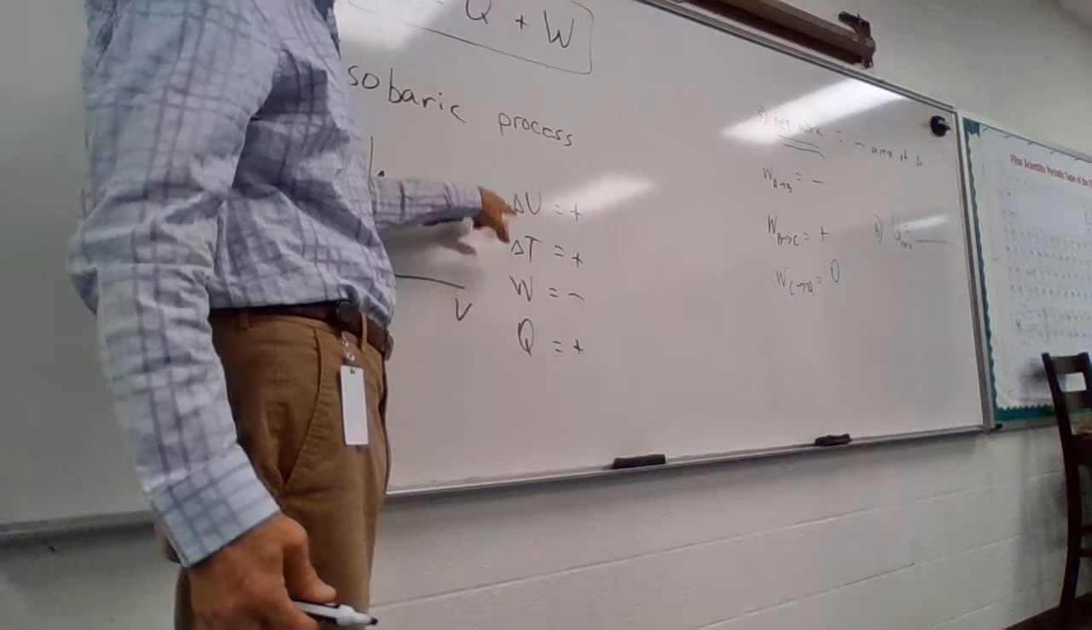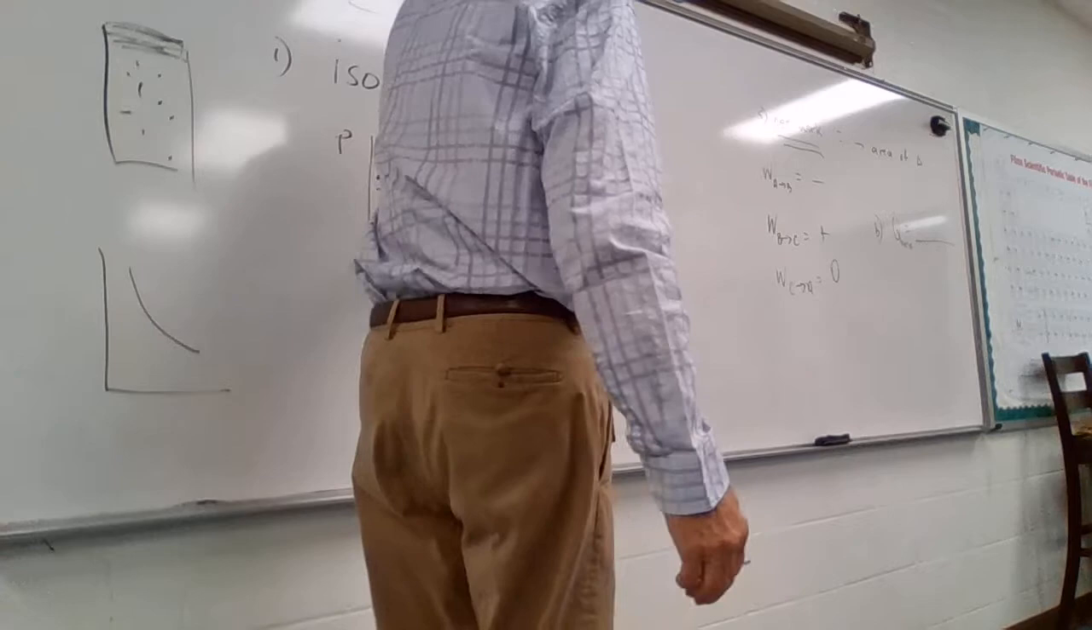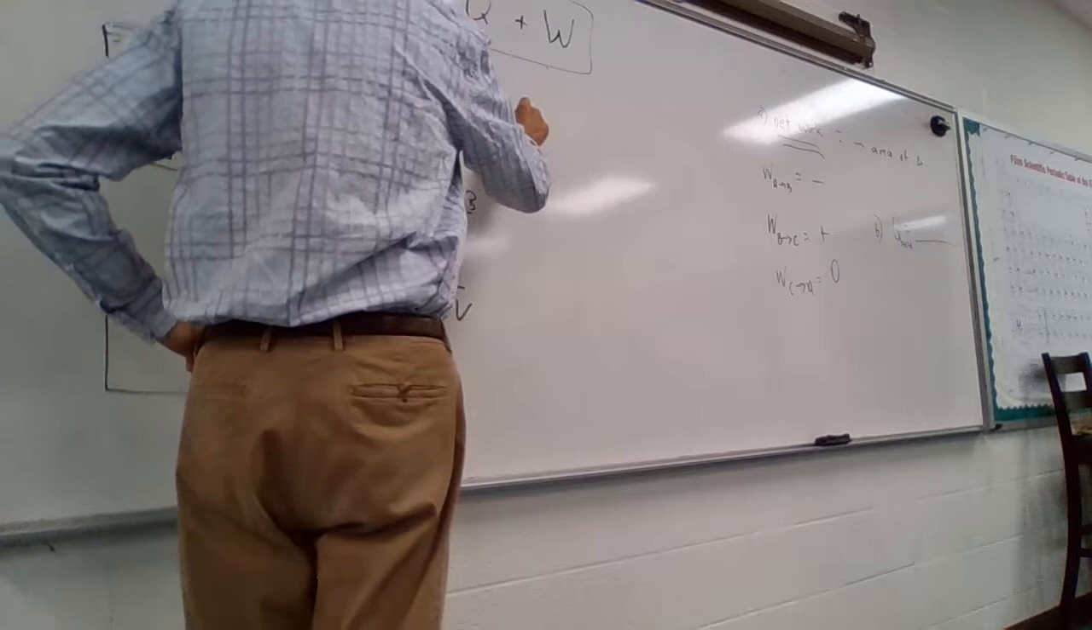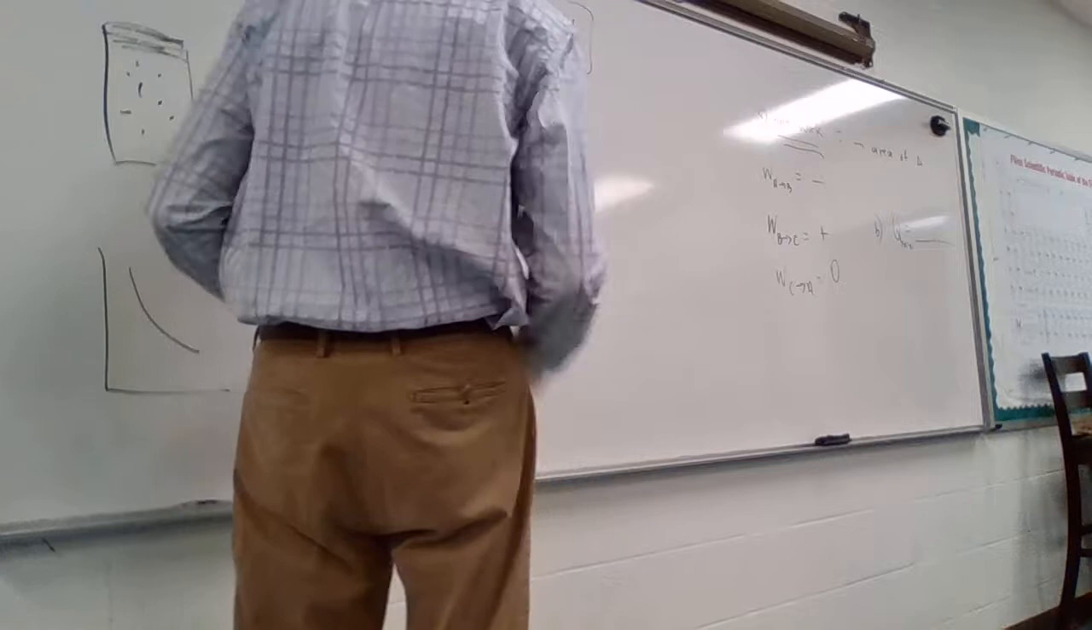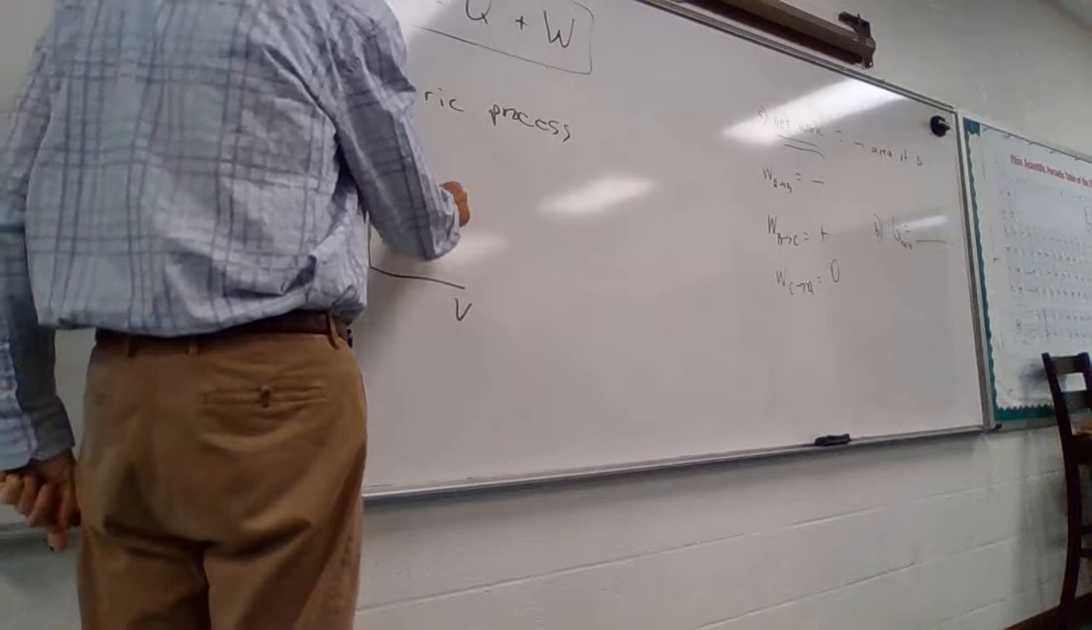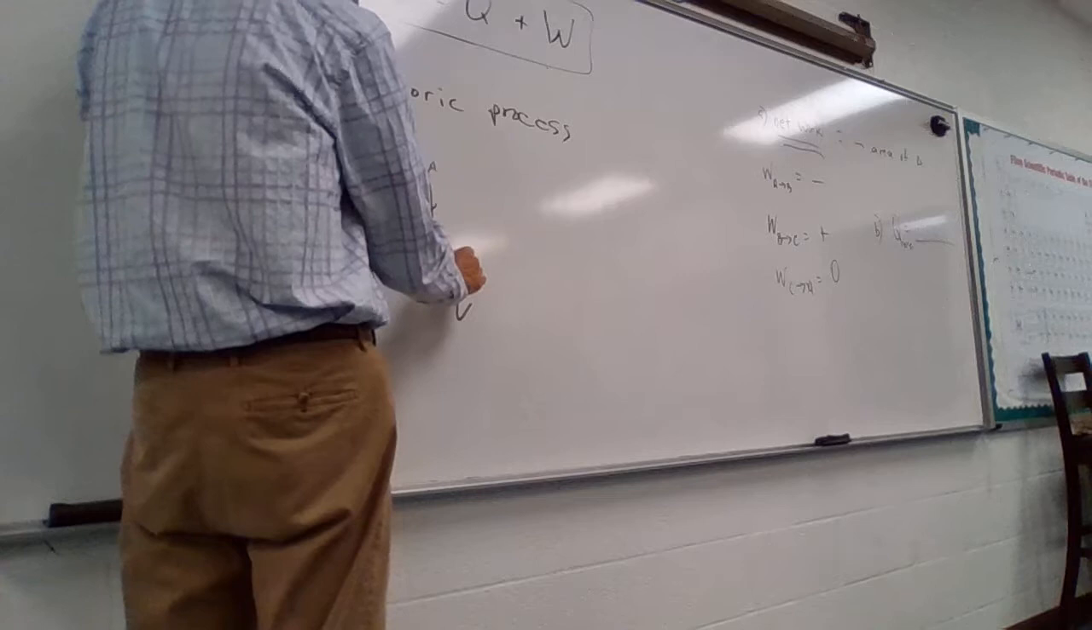Okay, next process. Let's do one that is isochoric, C-H-O-R-I-C. ISO again means the same, but choric refers to volume. So in an isochoric process, the volume doesn't change. That would be a vertical line on the PV diagram. The volume doesn't change. It goes from A to B.